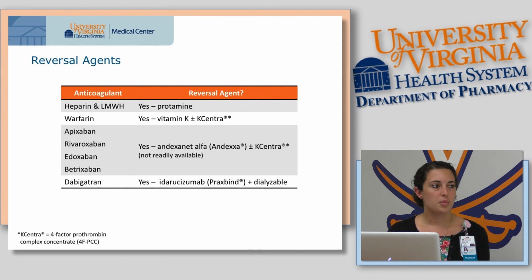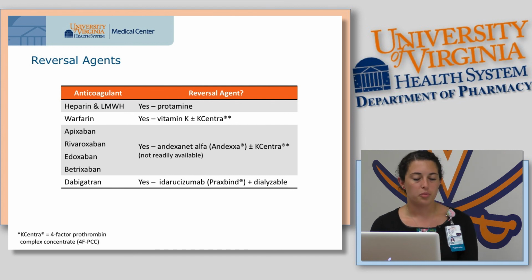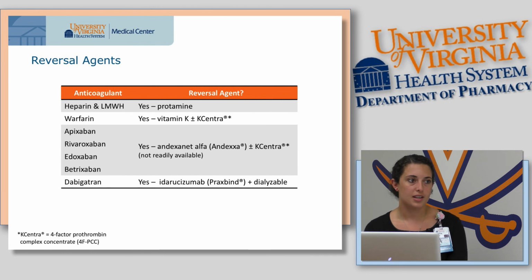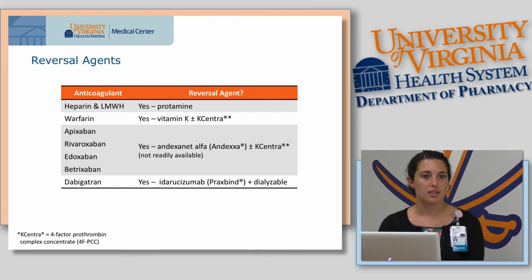And then lastly, dabigatran, which was the first DOAC, does have a reversal agent, Praxbind, and it's also the only one that's dialyzable. So if you have time for the patient to go on dialysis, it can be removed, but oftentimes we need to reverse a bleed much quicker than dialysis would be able to do.